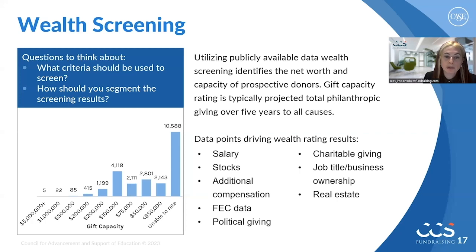And also to note, we do find that the wealthier prospects tend to have a more conservative capacity because their assets might be in undisclosed sources such as trusts. That's why we really call this directional. Nothing replaces research done to determine a custom gift capacity.